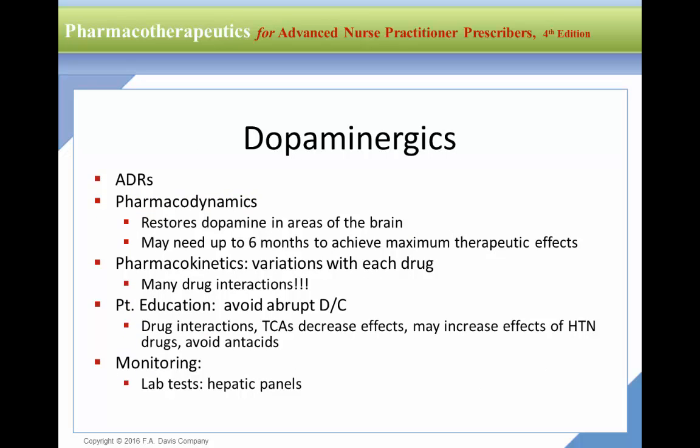So basically, all these medications, what they do is to restore dopamine at the level of the substantia nigra and improve the symptoms of Parkinson's disease. They do have a lot of interactions because of first pass effects, so you must monitor LFTs. You must monitor also the on and off phenomenon.